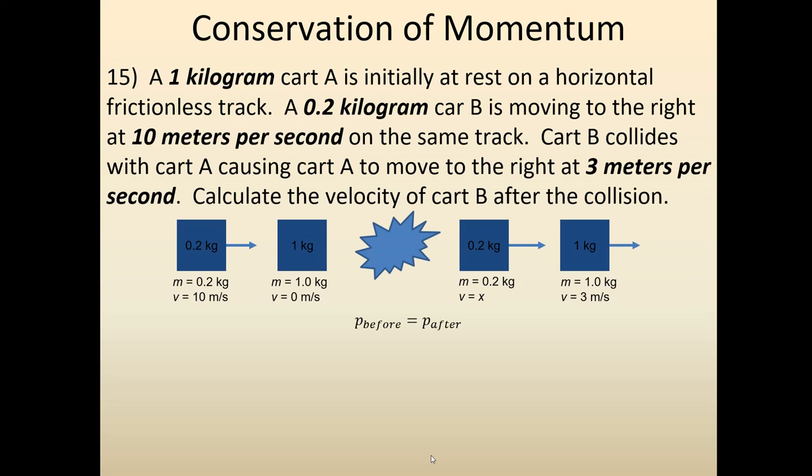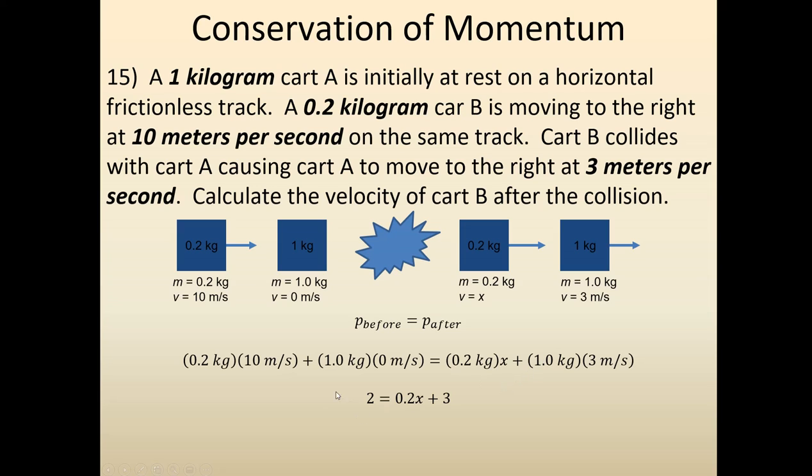Once again, I start with my P before equals P after. I multiply the mass and velocity, so 0.2 times 10, 1 times 0, 0.2 times x, and 1 times 3. Make sure to put your units there. Just going to clean it up a bit. So this is 2 plus 0 equals 0.2x plus 3. Move things around, do some basic algebra, and you end up getting that x equals negative 5.